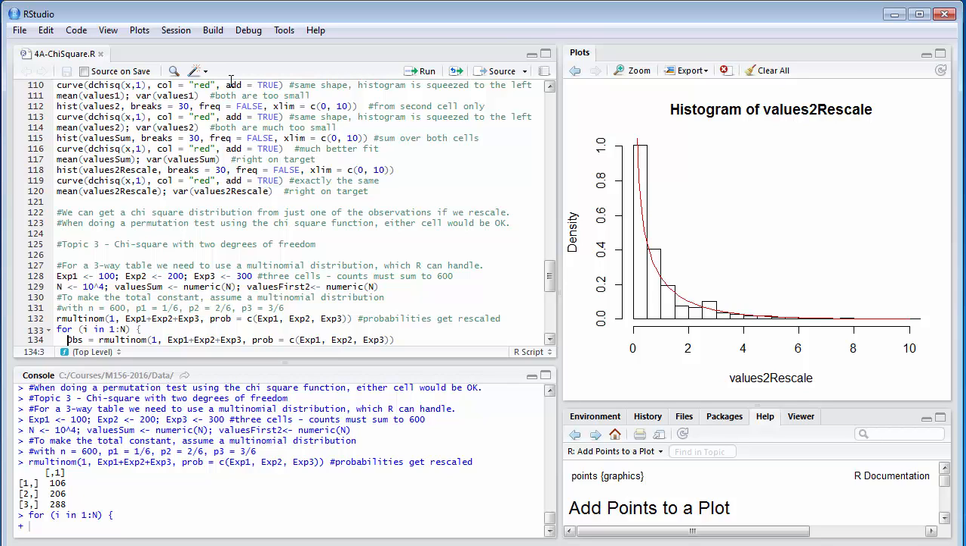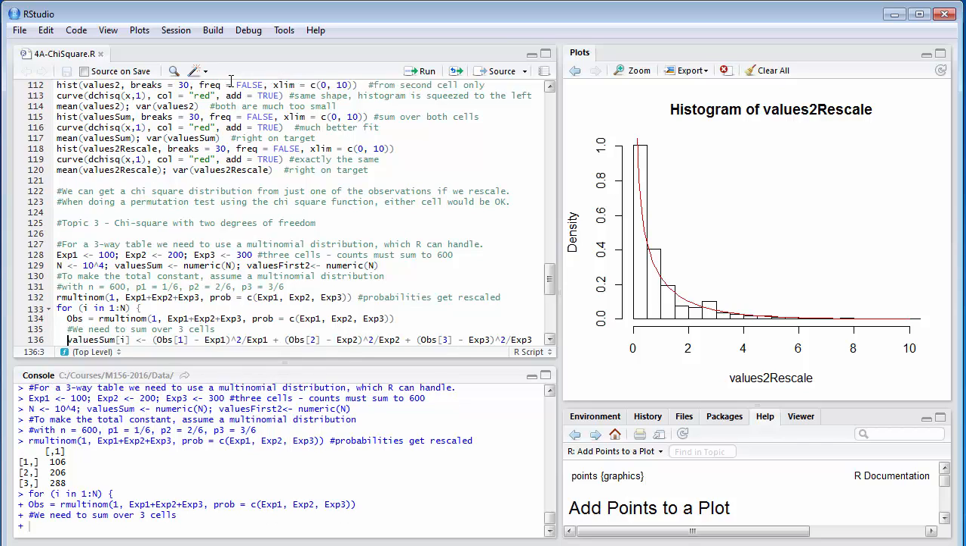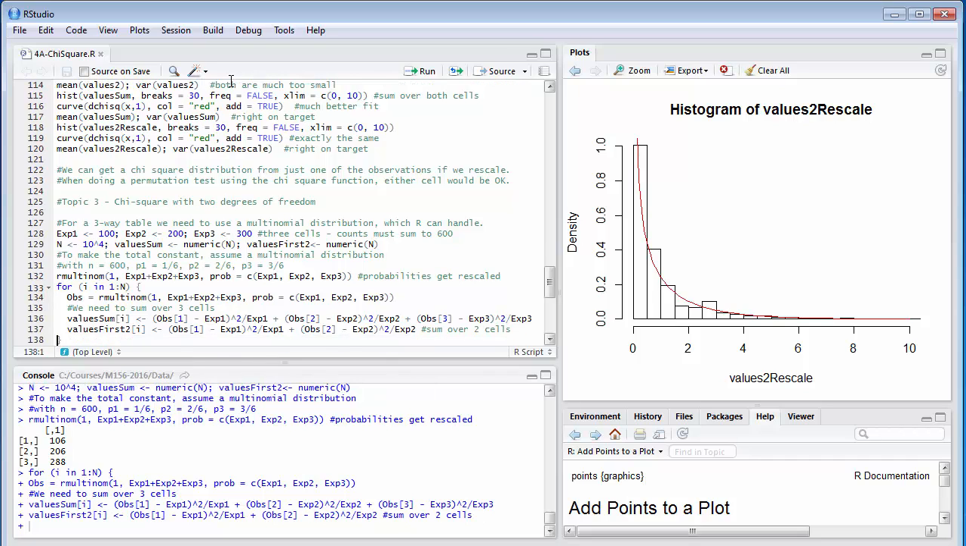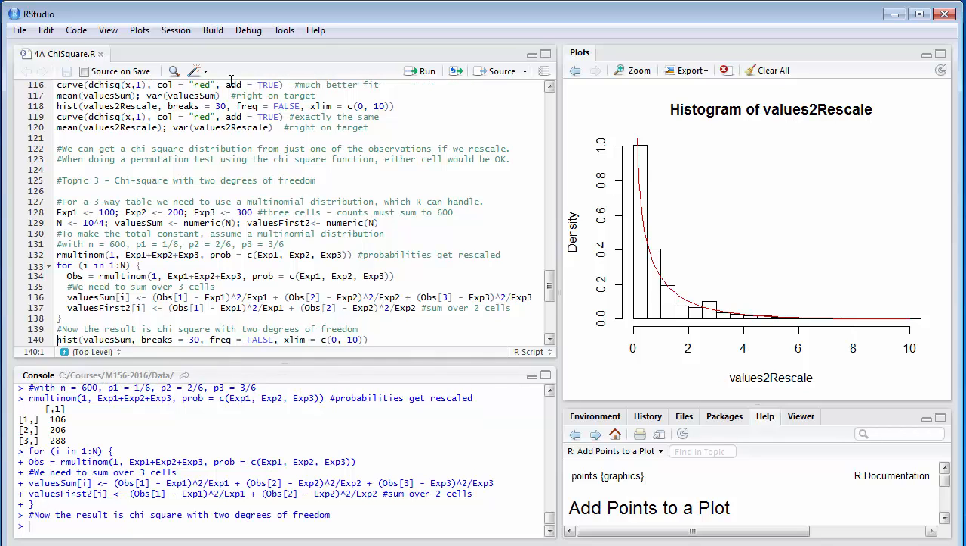So here's some observations. If you look down at the bottom, you'll see I got 3 numbers, one of them close to 100, another close to 200, another close to 300, and the sum guaranteed to be 600. To do a chi-squared test, I have to sum over all 3 cells, as is done here. If I use just the first two cells, gosh, if you know what's in the first two cells, you can calculate what's in the third cell, but it's not going to work. Why? The result's now chi-squared with 2 degrees of freedom.